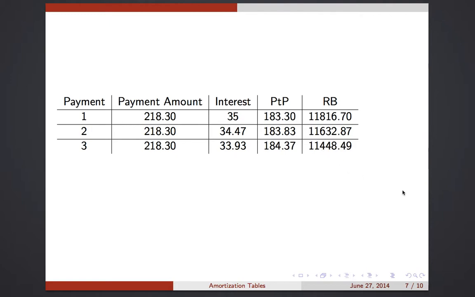Okay, so if you're making a table and you notice that these things don't happen, you've made a mistake. If the amount of interest goes up, for example, you've made a mistake. If the portion to principal goes down, you've made a mistake. Well, you've made a mistake, or there's something crazy with the interest rate going on or something. But anyway, something unreasonable is happening if that occurs.